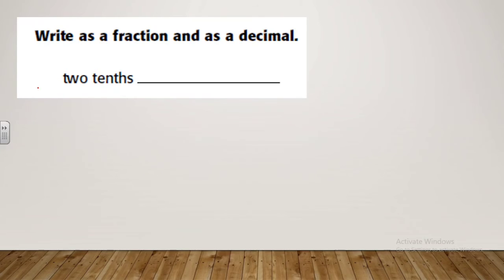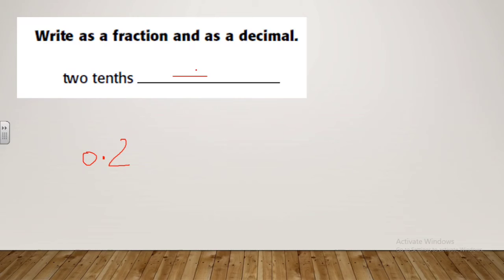Okay, now he wants you to write as a fraction and a decimal. So he gives you the number in words, and he wants you to write it as a fraction and a decimal. Okay? First, let's write it as a fraction. Let's make the fraction: 2 tenths. Okay, how? Well, let's write it as a decimal first, then let's write it as a fraction. It will be much easier. Here, number 2. Tenths. It means that we will put a point after one decimal place.